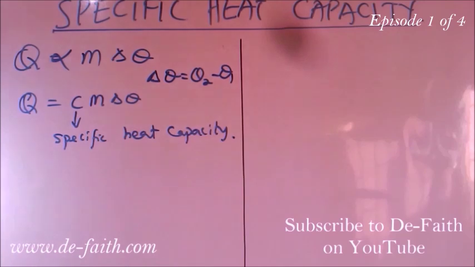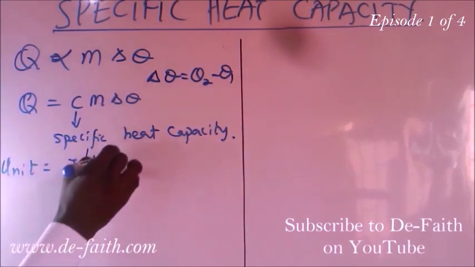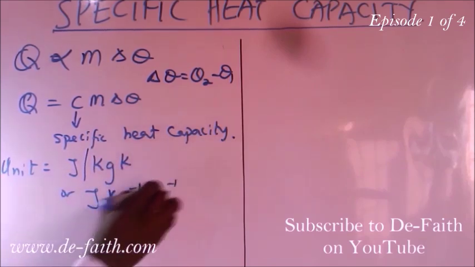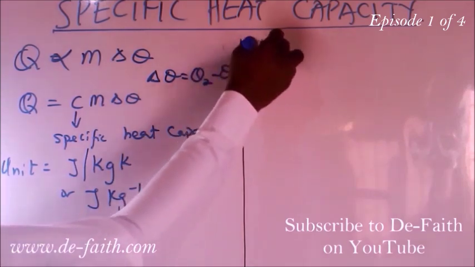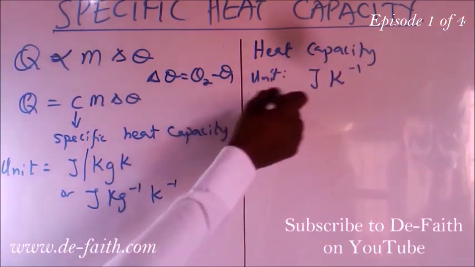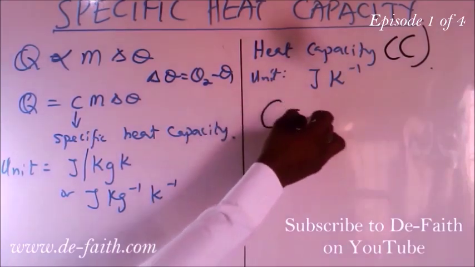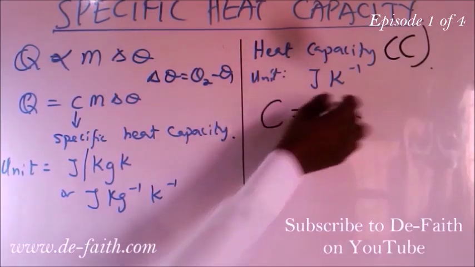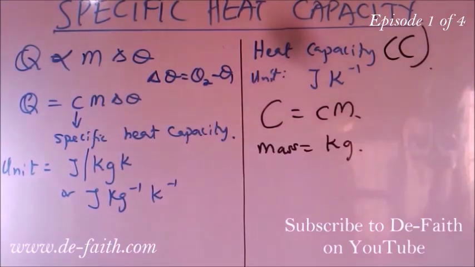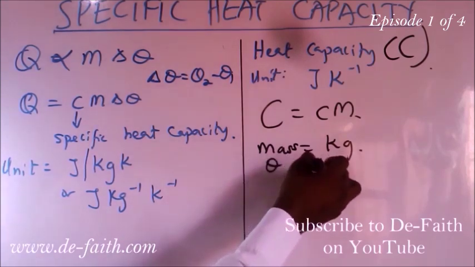The unit of specific heat capacity is joules per kilogram per Kelvin. It may be written as J/kg/K. While that of heat capacity, the unit is joules per Kelvin. We also have it as specific heat capacity is written as small c. So we can have heat capacity equal to Cm, where C is the specific heat capacity and m is the mass. The unit of mass we use here is in kilogram. The unit of temperature is in Kelvin.